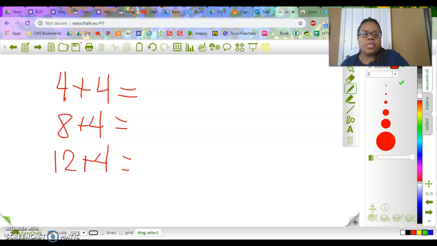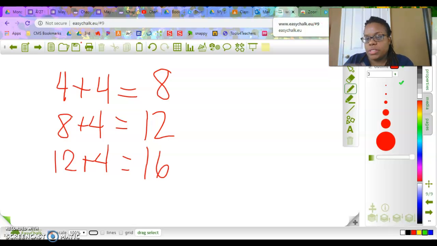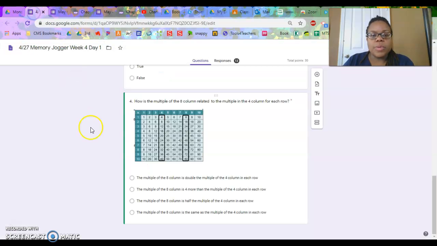So 4 plus 4 is going to give me 8. 8 plus 4 is going to give me 12. And then 12 plus 4 is going to give me 16. So now I need to go back to my facts to see if that is what is in the 8 column: 8, 12, and then 16. So I go back here, 8, but there is no 12 and there's a 16. So that means this one right here is not going to work because it doesn't follow what I've just shown. It goes 8, 12, 16, but here it is 8, 16, 24.